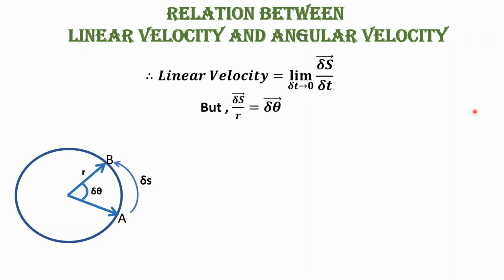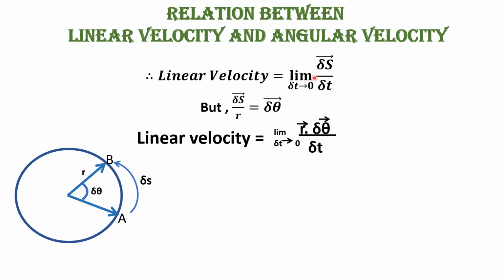So, by definition, linear velocity is nothing but delta s upon delta t, applying the limit delta t tends to 0, that is very near to 0. By definition of angular displacement, we get the value is delta s upon r. So just substitute the value of delta s in this given equation. So we can write linear velocity is equal to limit delta t tends to 0 of r into delta theta upon delta t.